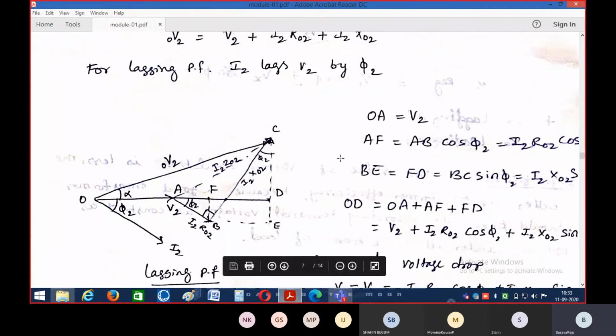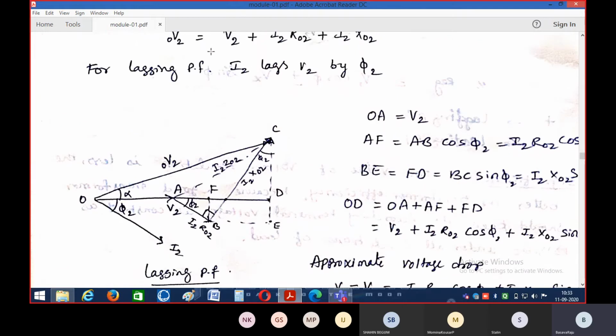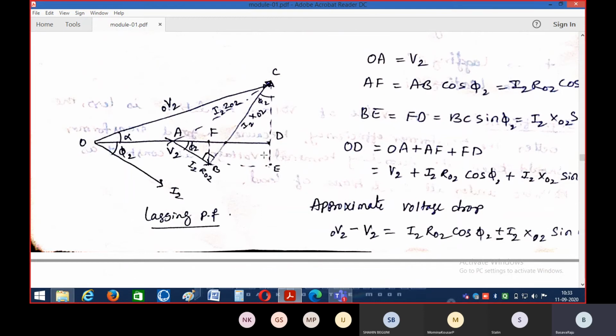So shall I continue then? Yes. So this is the vector diagram which we derived based on this formula. Now let us derive one more equation for this. What is OA, which is nothing but V2? So OA represents the secondary terminal voltage V2.